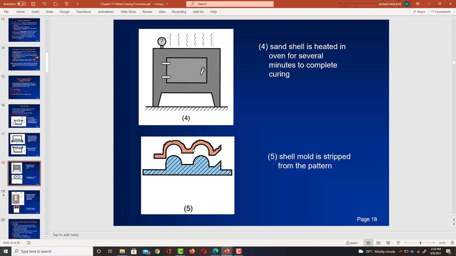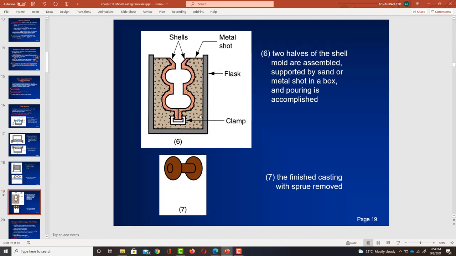Now you will have a cope and you will have a drag, so you can join them in a flask containing sand, clear, and then you have to pour the molten metal and it will fill the cavity, and upon solidification it gives you the final shape.